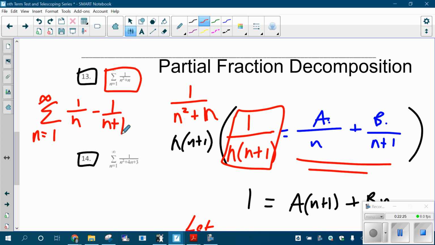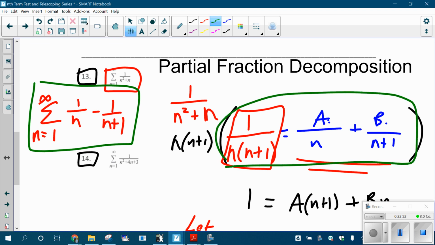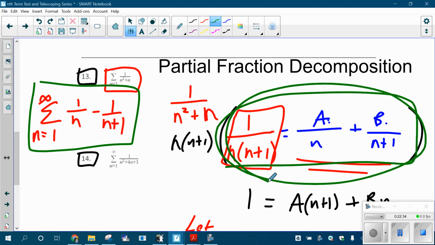How can I do that? How am I allowed to do that? Because algebraically, these two things are equivalent. And that's what that partial fraction decomposition helped me determine. Okay? So now that the red is equivalent to the green, why is the green preferable?